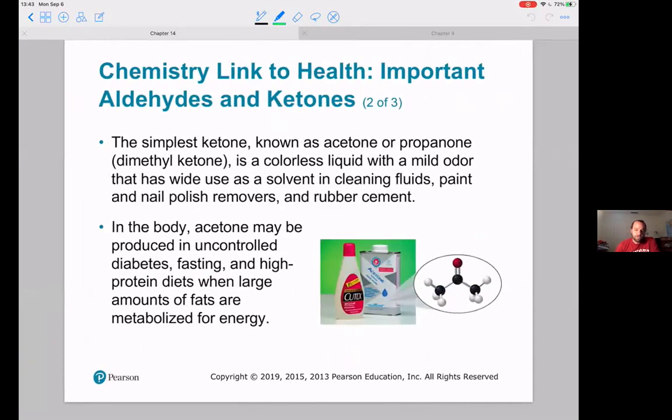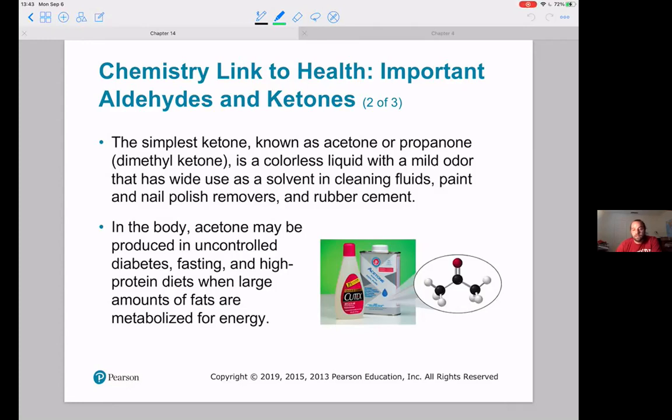Ketones, so that's a famous use for aldehyde. The famous ketone would be acetone. And that is widely used as, I think probably the most common usage would be in nail polish remover, which is almost always acetone based.